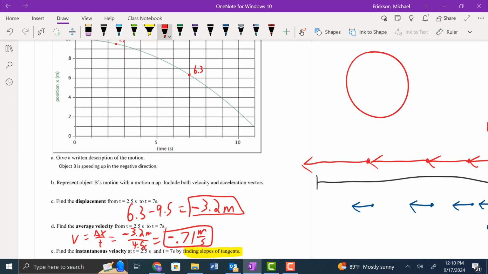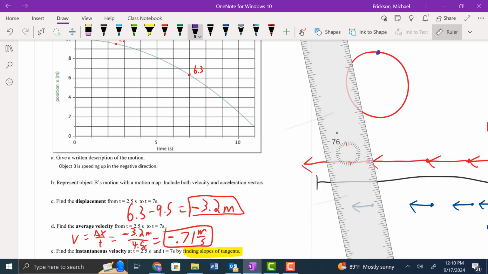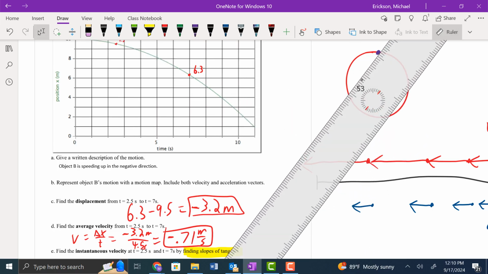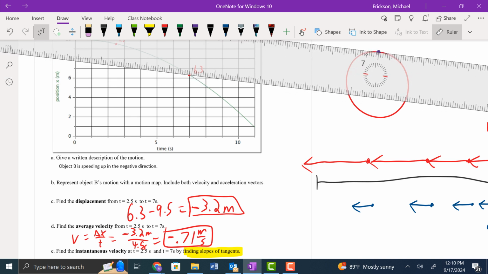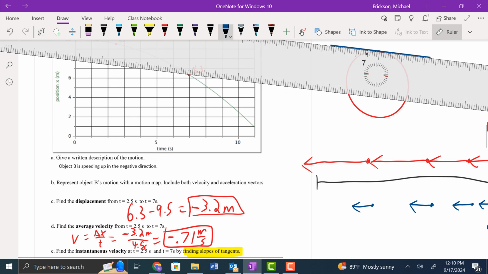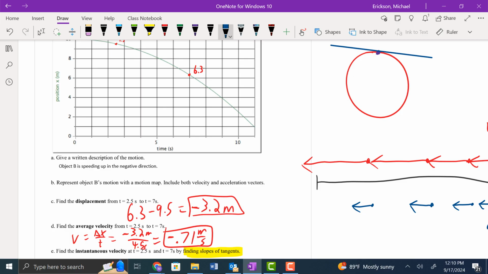If I have a circle with an infinite amount of points, I can really make an infinite amount of lines through this point. But there's only one line that actually goes through that point and nowhere else on the circle. So this would be the tangent line. This would not be tangent because it goes through the point and another point on the circle. So I'm looking for a line that goes through that point and only that point of the curve.